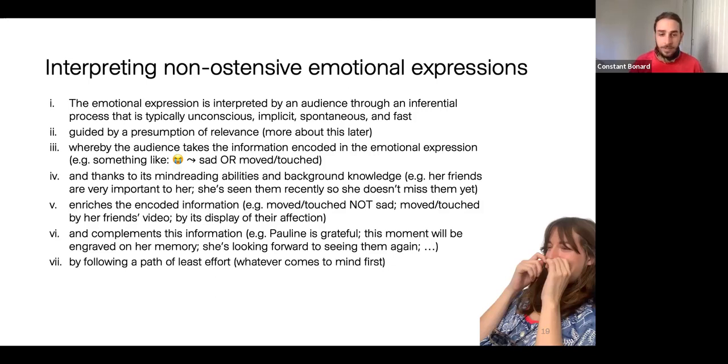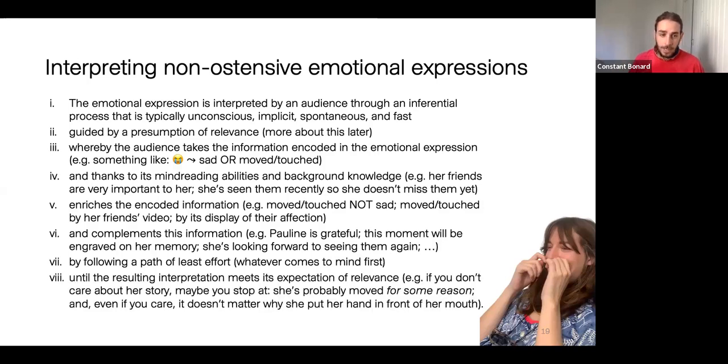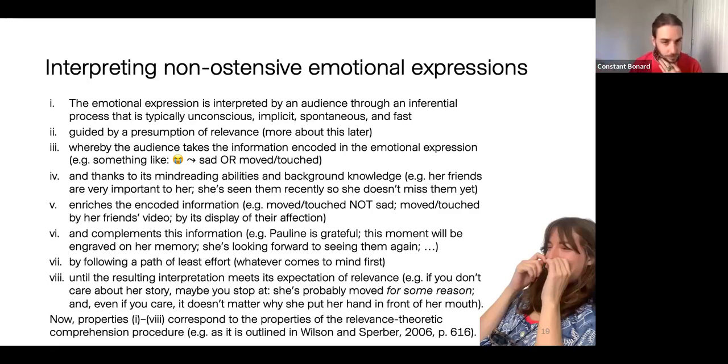And we do that by following a path of least effort, probably, whatever comes to mind first, until the resulting interpretation meets our expectation of relevance. So if you don't care much about Pauline's story, maybe you stop at the interpretation that she's probably moved for some reason, and you don't go further to infer that this moment will be engraved on her memory. And even if you care, you will stop interpreting at a certain point. So you may not take into account the fact that she put her hand in front of her mouth like this, and you won't interpret that because you've already reached your expectation of relevance before. Now, these properties 1 to 8 correspond to the properties of the relevance theoretic comprehension procedure, as it is notably outlined in the handbook entry Relevance Theory by Wilson.